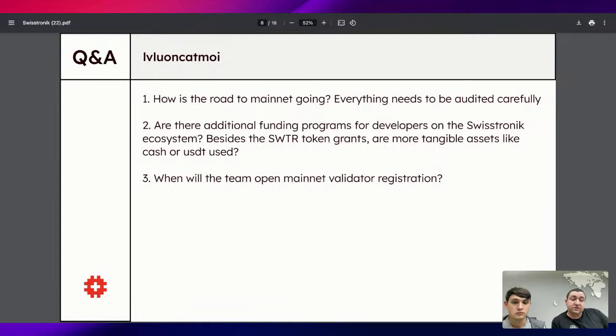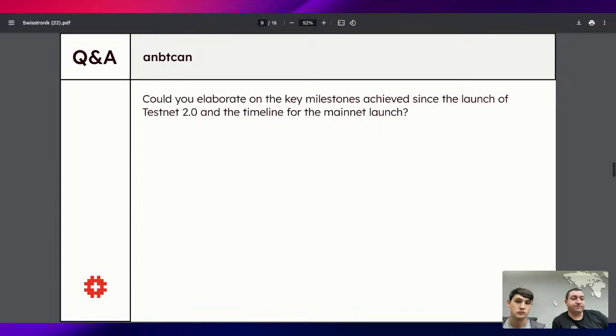The next one is, when will the team open mainnet related registration? It will happen in the beginning of next year. And as I already told, we're finalizing the document with all the details, and highly likely we'll have an additional call with the validators of the network to announce everything and to have a small Q&A session.